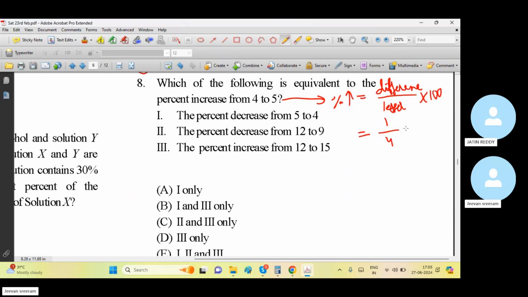Lesser quantity must be written, no? Okay, 4 or 5, which is the lesser quantity? 4, into 100. For percentage increase, you have to write the lesser quantity. Yes, sir. The answer is 25. So basically, to find this out, you have to do it for the rest of the three and then check which one matches, right?